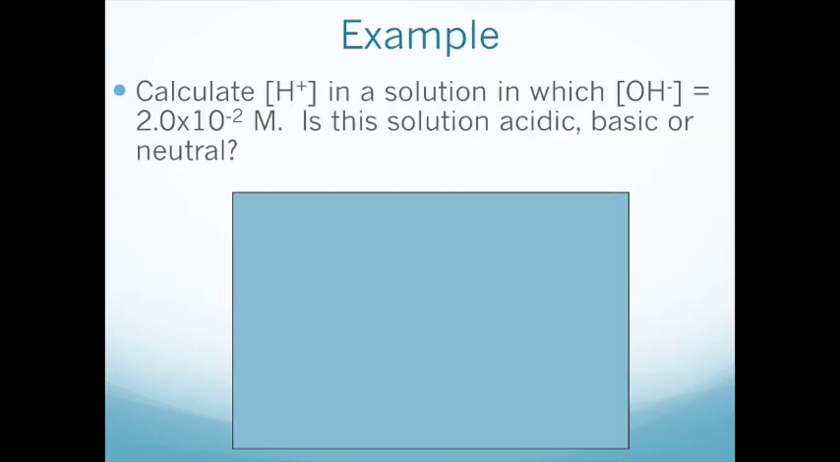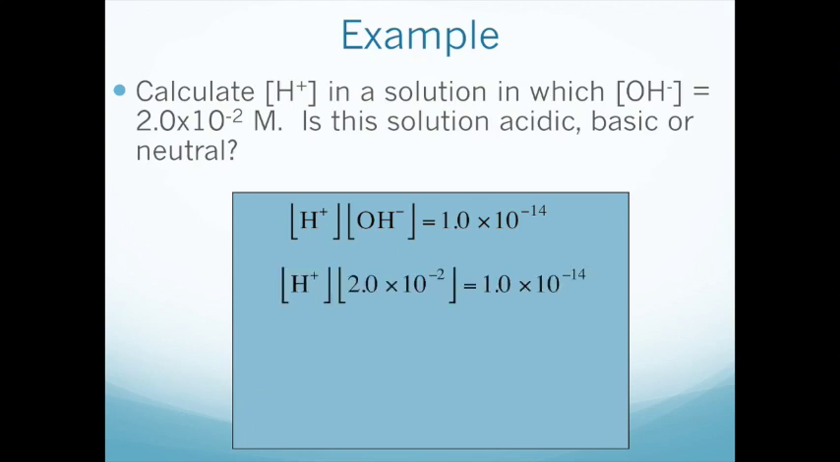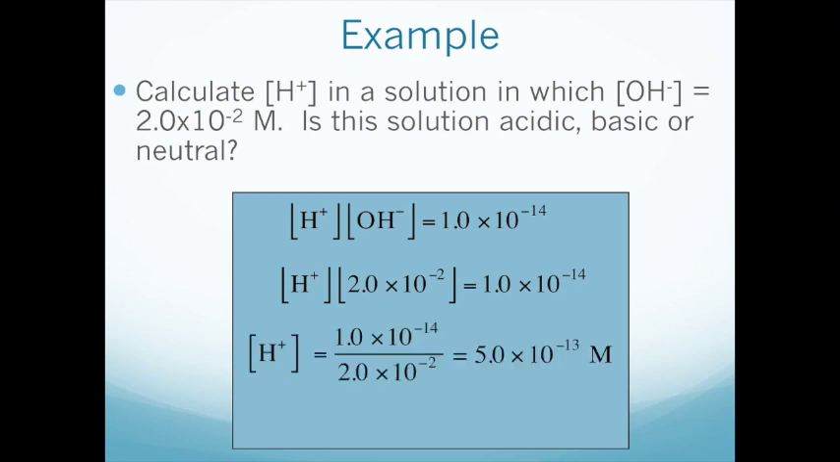So we're going to do some examples now. Calculate the H plus concentration in a solution in which the OH minus concentration is 2 times 10 to the minus 2 molar. Is this solution acidic, basic, or neutral? So first we set up our ion product constant. We know that the product of the two concentrations is equal to 10 to the minus 14. We know what the concentration of hydroxide is. Then we can divide the one by the other, and we deduce that the concentration of H plus is 5 times 10 to the minus 13 molar, which makes this solution basic because the hydroxide concentration is higher than the H plus concentration.